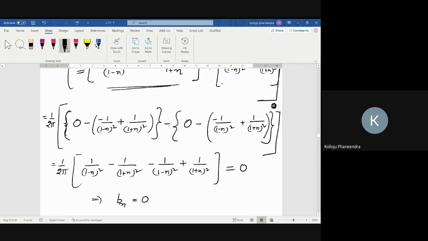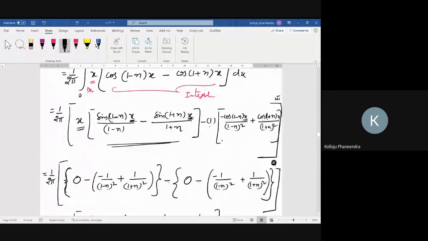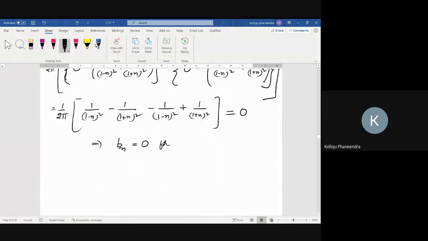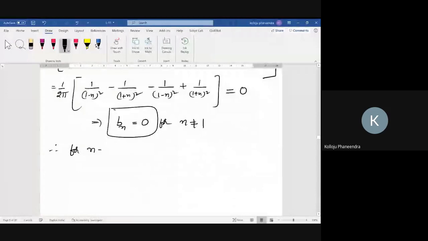Again, same logic. This value is not valid for 1, so when I took the integration, you can write here, this is for n not equal to 1. Why? Because this denominator term 1 minus n is there. So Bn equals 0 for what value? For n not equal to 1. Bn is 0 for n not equal to 1. So again, you have to calculate B1 separately.